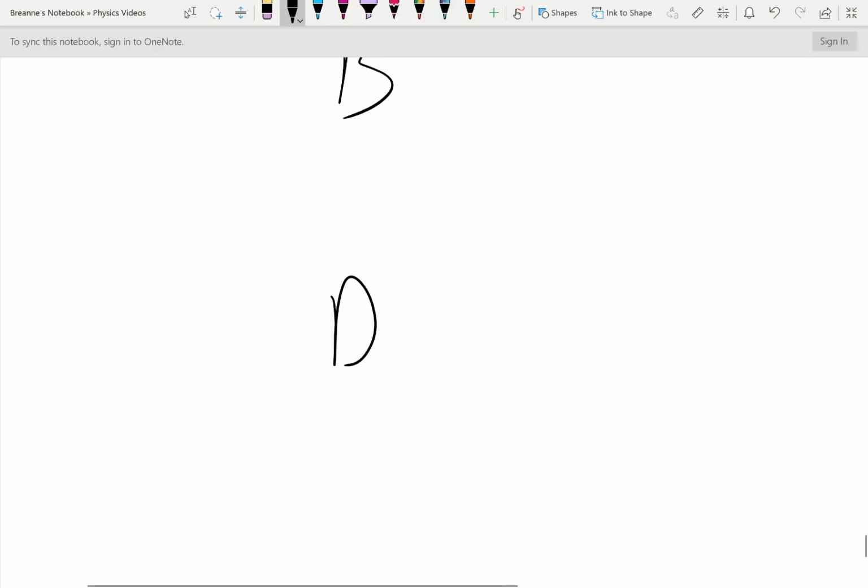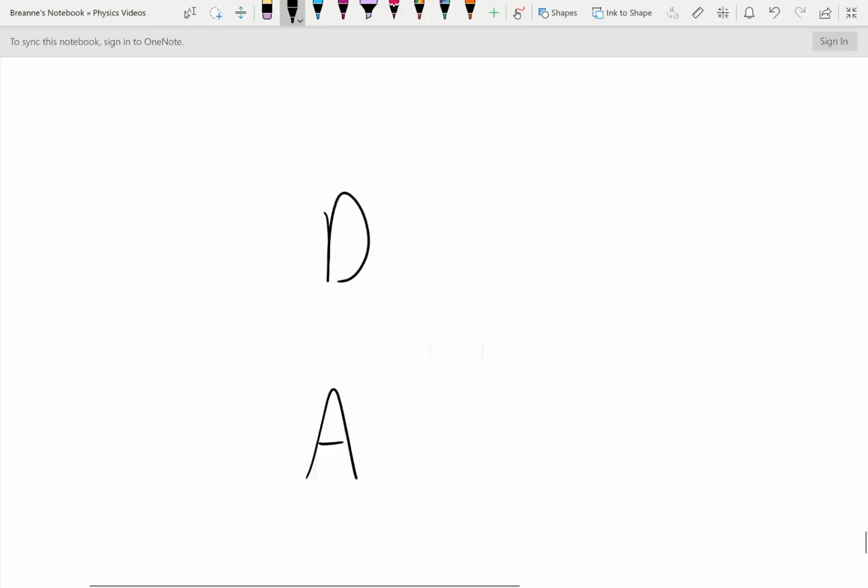For 17, compare the magnitude of the force that the Earth exerts on the moon and the force that the moon exerts on the Earth. So this is your action-reaction pair. Remember, they're the same but opposite. So for 17, your answer is A.